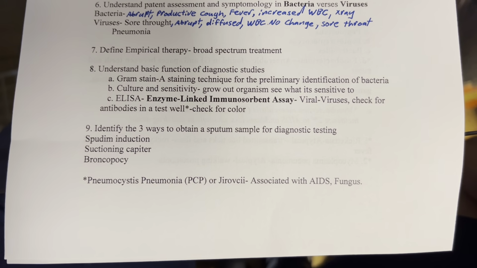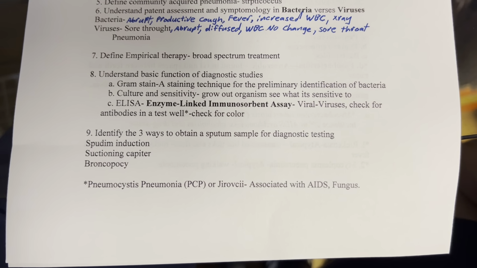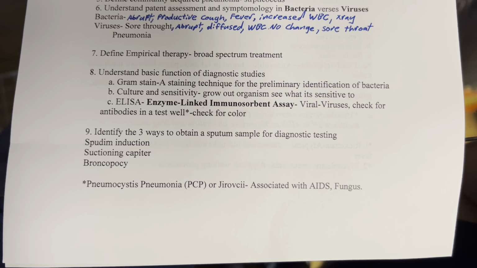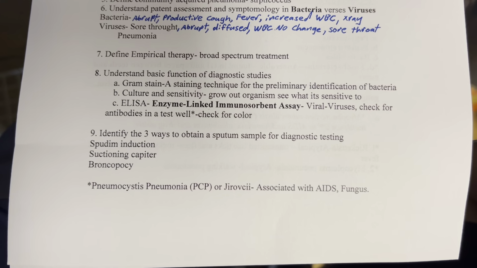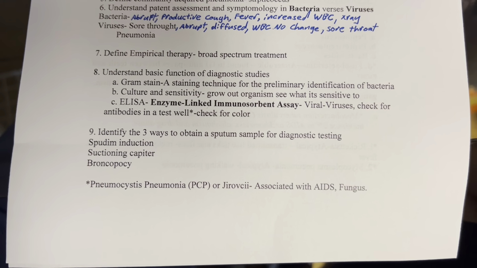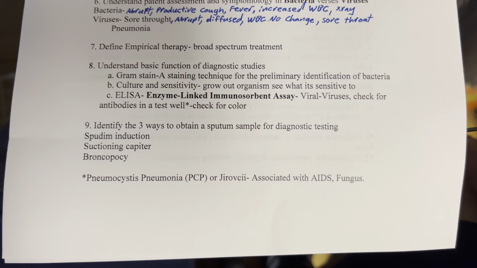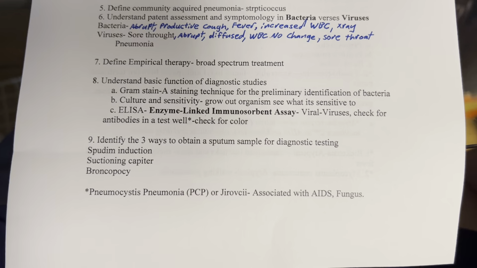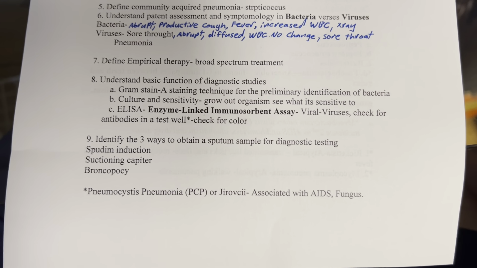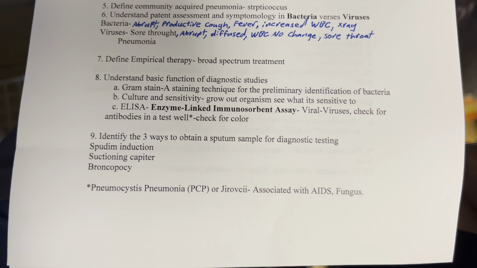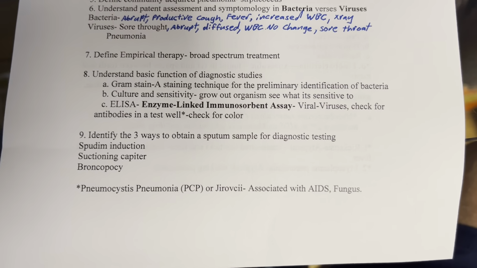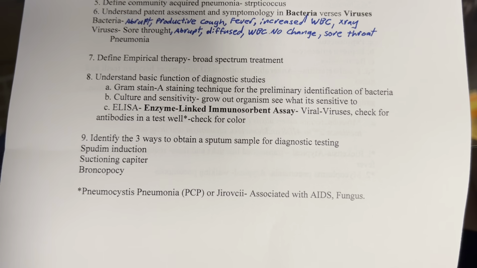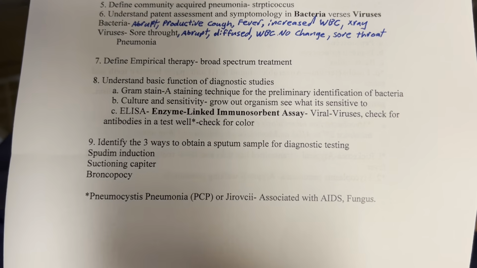Gram-stain is a staining technique for preliminary identification of bacteria. Culture and sensitivity: grow out the organism and see what it is sensitive to.